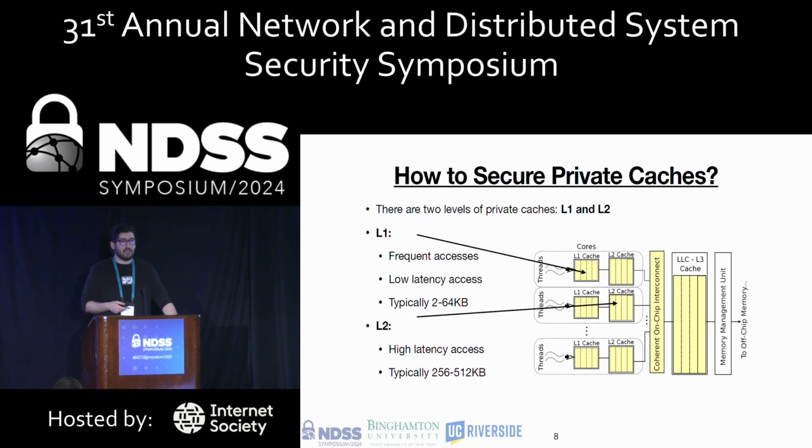Because these two caches exhibit very different characteristics. For example, L1 caches are frequently accessed and low latency, and typically smaller than L2 caches, 2 to 64 kilobytes. On the other hand, L2s are high latency and less frequent, and typically 256 to 512 kilobytes. So the question is, how do we apply these aforementioned paradigms to these private caches, starting with L1?